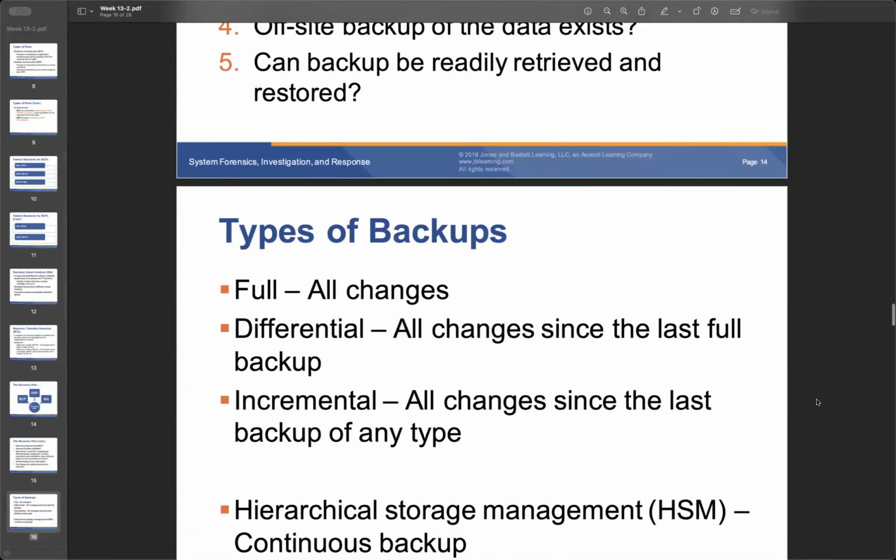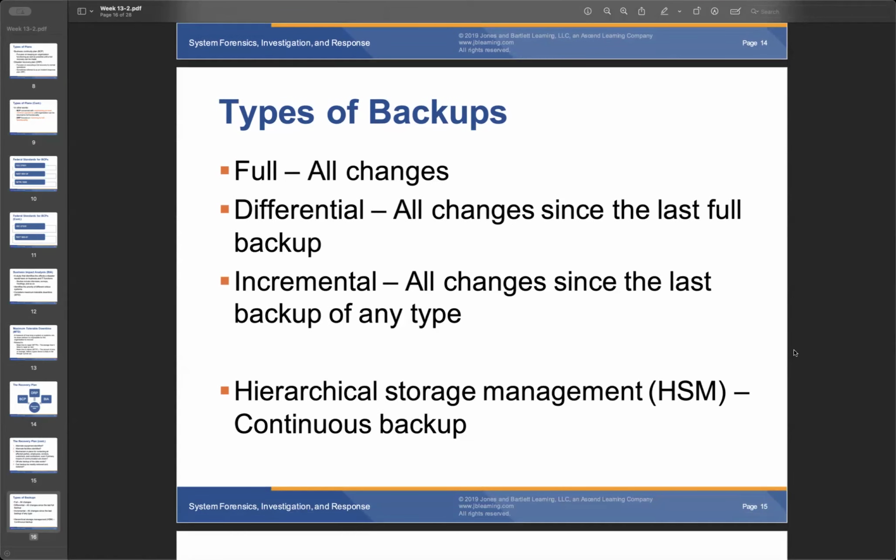And when we talk about backups, we have different types of backups. Of course, we can do a full backup, which keeps all the data. The differential backup only saves the changes from the last full backup. Then the incremental backup has all the changes since the last backup of any type, so it increases as we add to it. So here are the differences between these types of backup. Also, we have hierarchical storage management, the HSM, which can provide continuous backup. It's another type of it.